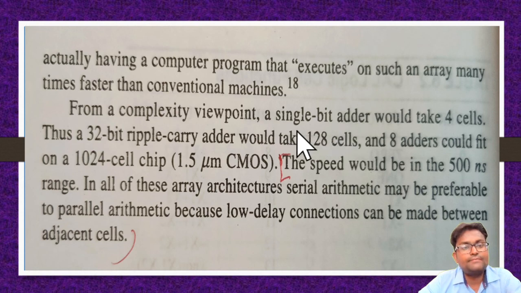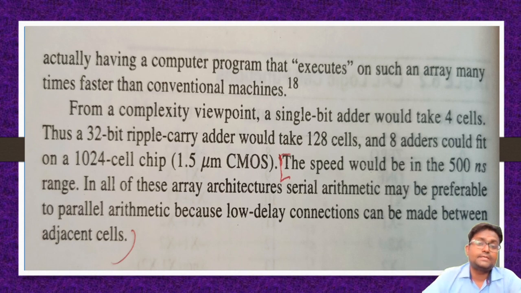If I want to use this FPGA as a single bit adder, at that time only four logic cells are required. But when we use it as a 32-bit ripple carry adder, then 122 cells are required. When we use it as an 8-bit adder, at that time the full 1024 logic cells present in the FPGA are used. The speed of these operations is approximately in the range of 500 nanoseconds. This is the approximated range.